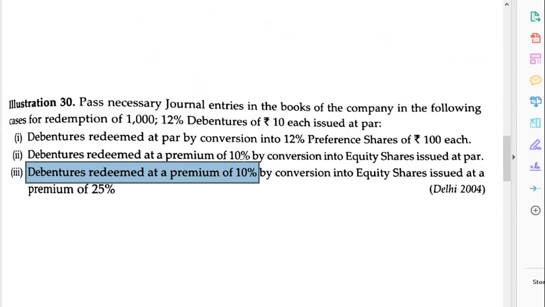Now, read the next part. By conversion into equity shares issued at a premium of 25%. Now, the new equity shares that are being issued, they are issued at a premium of 25%. Here also, we are not given the face value. So, we will assume the face value of equity shares to be 10 rupees. Clear?